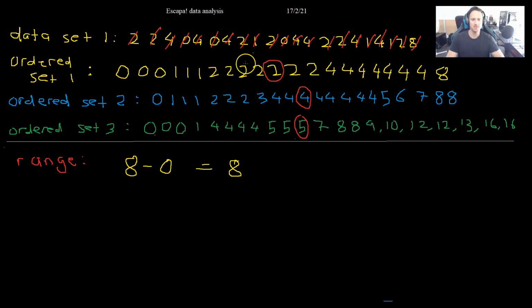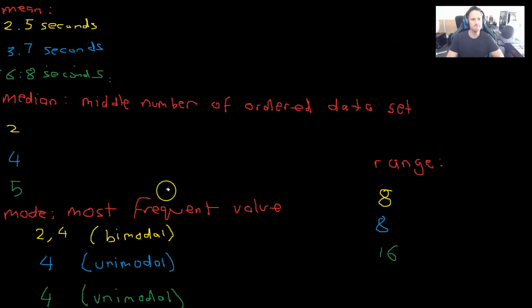So the range for the first data set would be 8 take 0, which is 8. The second data set, the largest number is 8, the smallest number is 0, so that would be 8 take 0, which is 8 again. The third data set, the largest number is 16, and the smallest value is 0, so 16 take 0 is going to be 16. So that's our range. Okay, so here's a summary of our data. So on the left-hand side are our measures of center, and on the right is our measure of spread. And the 3 colors are indicating data set 1, 2, and 3.